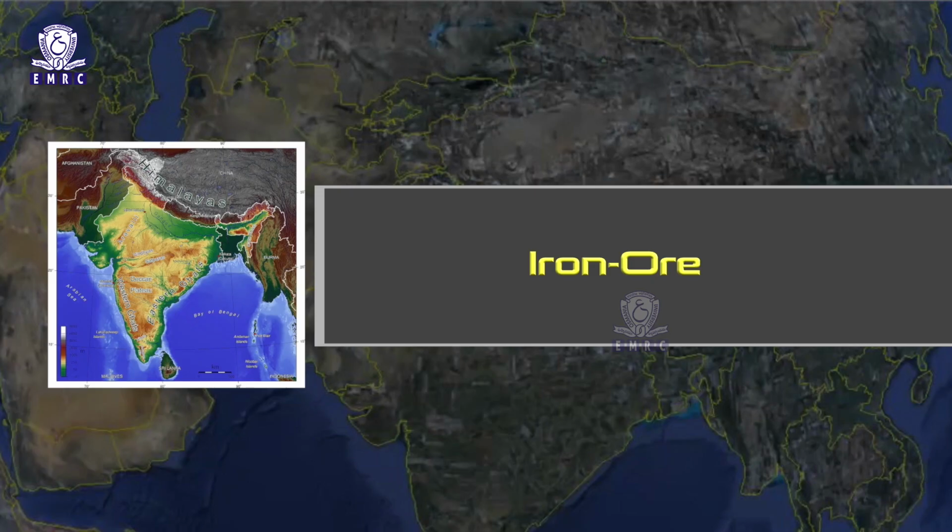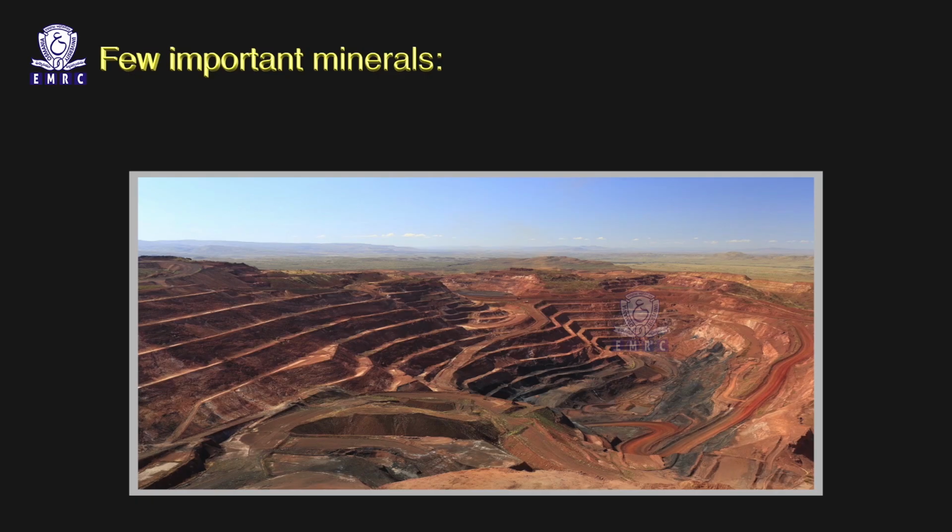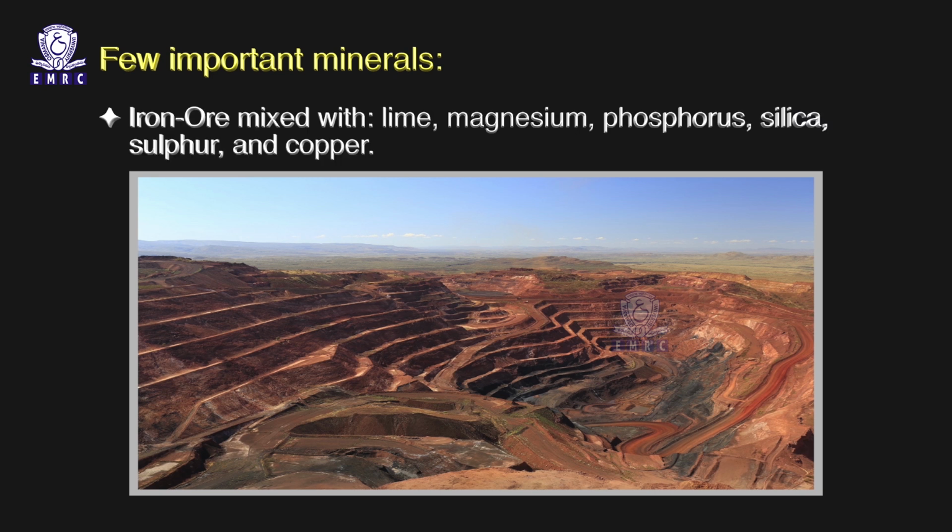Now let's move on to the next topic for today, which is a few important minerals, and let's see their distribution as well. Iron ore is the most important mineral on which hinges the economy of a country. Iron ore is not found in pure form in the earth's crust; rather it is found mixed with lime, magnesium, phosphorus, silica, sulfur and copper.